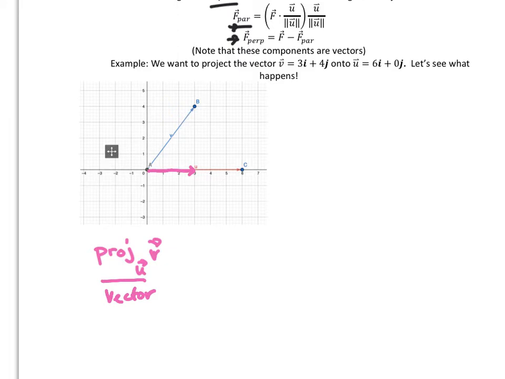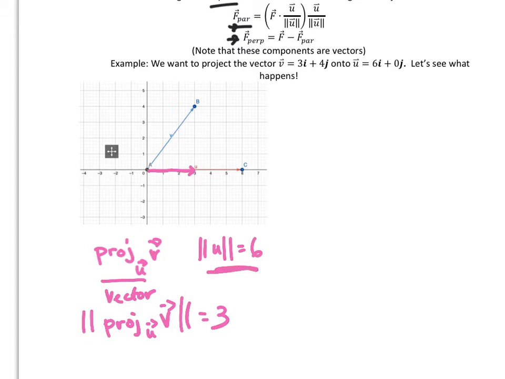So if we take the magnitude of that, the projection of v onto u, we're going to see that it's going to be equal to 3, okay? And the magnitude of u is going to be 6. So we have that information. What if we try the dot product? What if I do v dot u?